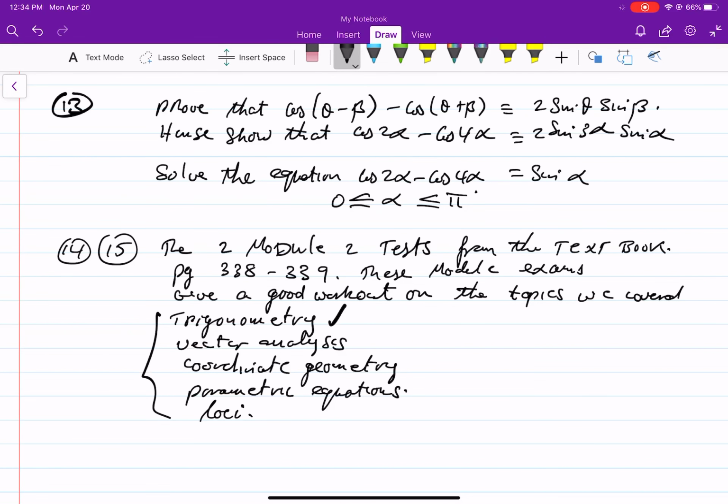Trigonometry. By the way, this video here concludes everything I wanted to do in trigonometry, everything I have to do on trigonometry. Vector analysis, I did quite a bit of work on that. Coordinate geometry, quite a bit of work on that. Parametric equations, quite a bit of work on that. Those two module exams are going to give you a good workout in that. I don't necessarily work them on exam conditions. If you want to, that's up to you. You can time yourself, but that's not a requirement.